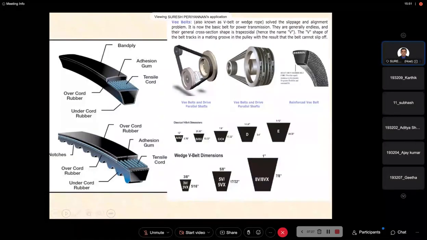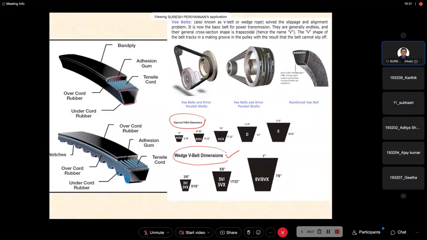Now we move further. This we already discussed. Now this is the V belt cross section. This is the wedge V belt dimensions, the standard dimensions as available. Now the V belt construction. The outer layer is a band ply. This is the adhesion gum in the outer layer. This is a tensile cord, we are going to discuss later, why it's required. This is a rubber cord, this is the under cord of rubber. Now these are the different types of belt. This is the classical V belt dimension. This is a wedge V belt dimension.